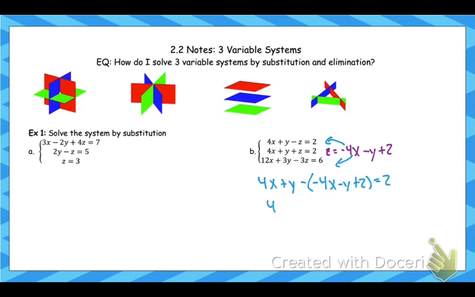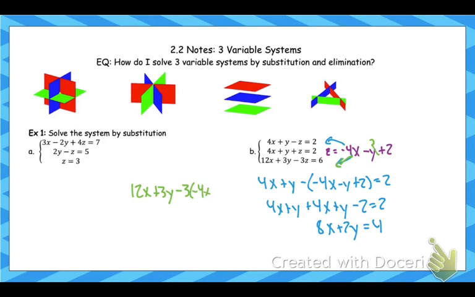Now I'm going to go ahead and simplify this. So that's going to end up with 8x plus 2y equals 4. All right, we're also going to plug it into the bottom equation. So that's going to give me 12x plus 3y minus 3 times negative 4x minus y plus 2. And then we'll go ahead and simplify.